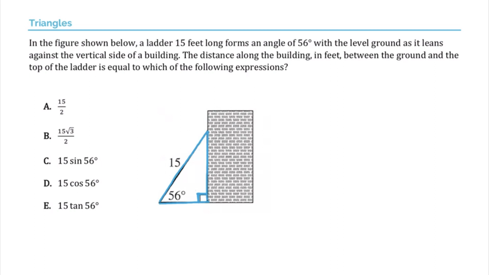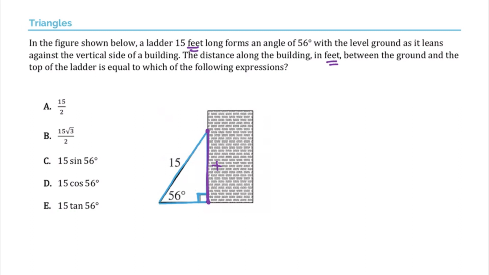The distance along the building in feet between the ground and the top of the ladder. So here's the ground, here's the top of the ladder. That means I want to solve for that length right there that I just labeled in purple. That's going to be our x. How long is that distance? That is what we're solving for in feet. And notice that the 15 that they gave to us was also in feet, so we don't need to worry about the units because they match.